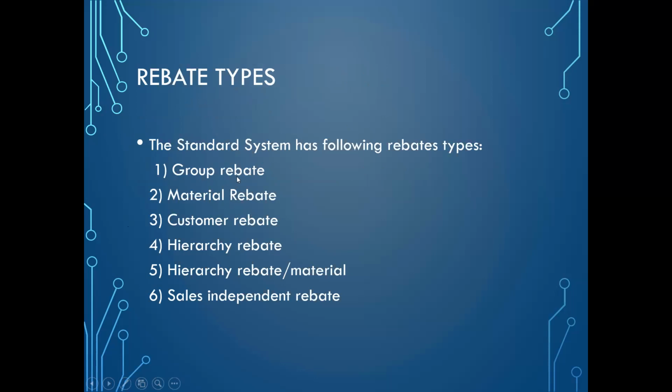Okay, so only key combinations are different. And next one is sales independent rebate. We'll try to understand what exactly it is. Hierarchy rebate and hierarchy rebate with material are also based on the hierarchy code, and it will be applicable accordingly. But in my practical session, I'm going to cover the first three and the last one. I think these are sufficient. With one rebate, you can understand how the remaining ones work.